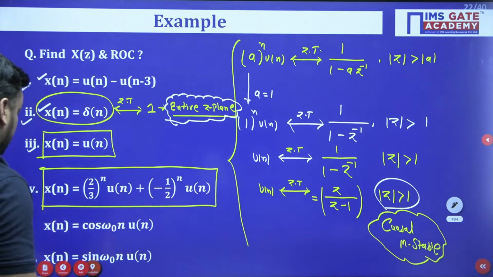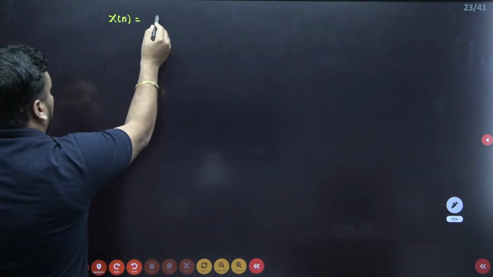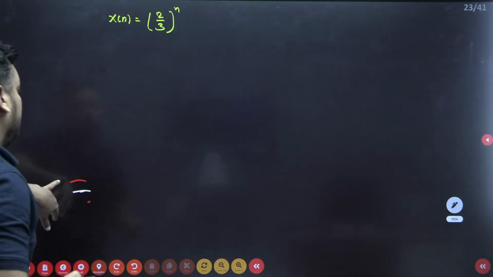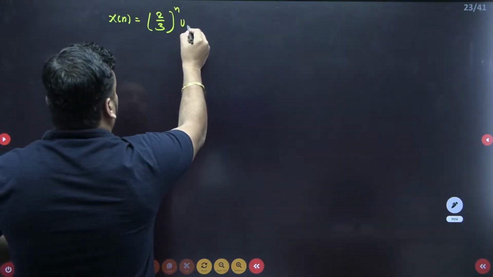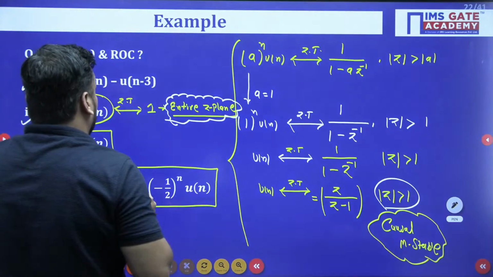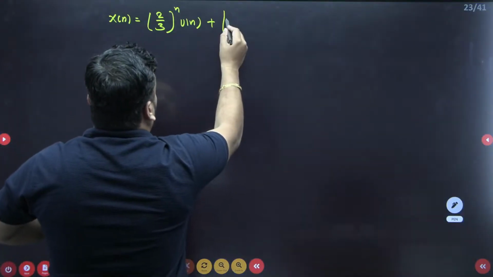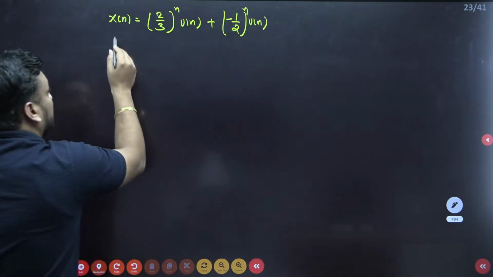This is a very easy question, sir. So I am writing here x of n equal to (2/3)^n u(n) plus (-1/2)^n u(n). Tell me, bachcho. Now what is the Z transform of this?